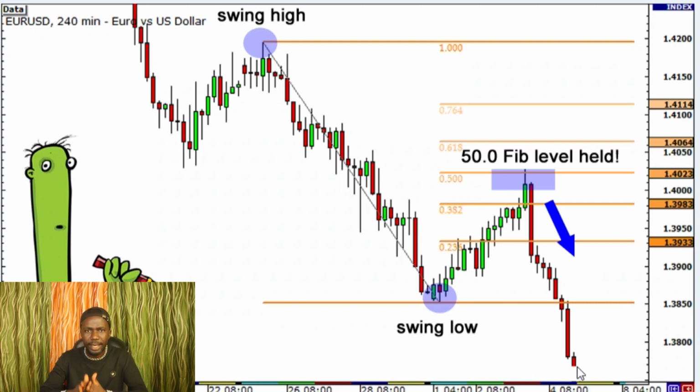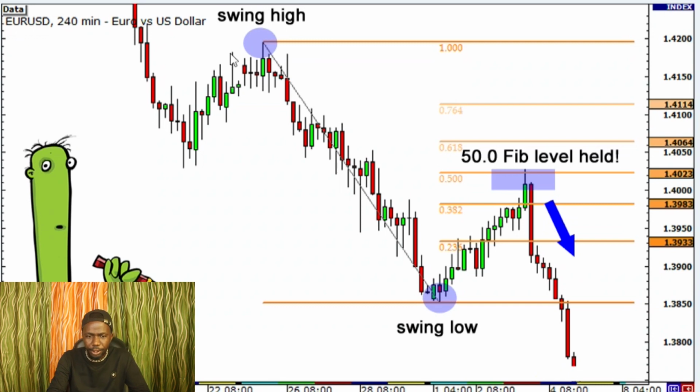So by so doing, the Fibonacci level will be plotted automatically. So you now have to watch to see what the price is doing, to see which level is going to hold perfectly and know when to enter a trade. So this is what you are going to learn in this video.